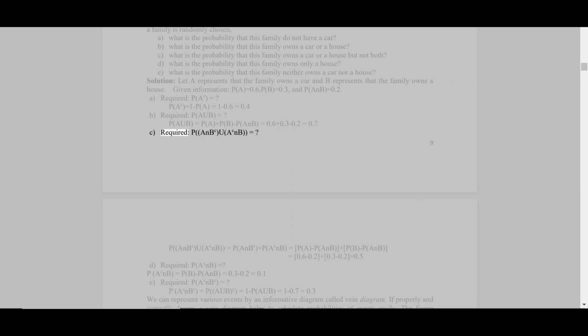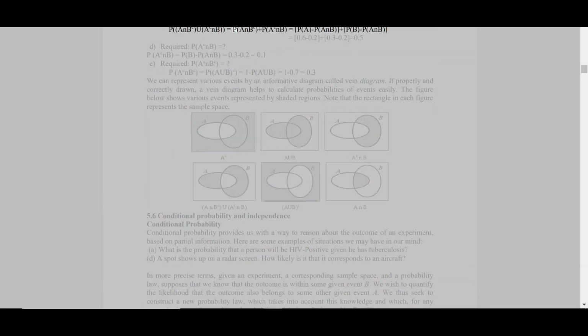C, required P((A and B^c) U (A^c and B)). This equals P(A and B^c) + P(A^c and B) = [P(A) - P(A and B)] + [P(B) - P(A and B)] = (0.6 - 0.2) + (0.3 - 0.2) = 0.5. D, required P(A^c and B) = P(B) - P(A and B) = 0.3 - 0.2 = 0.1.